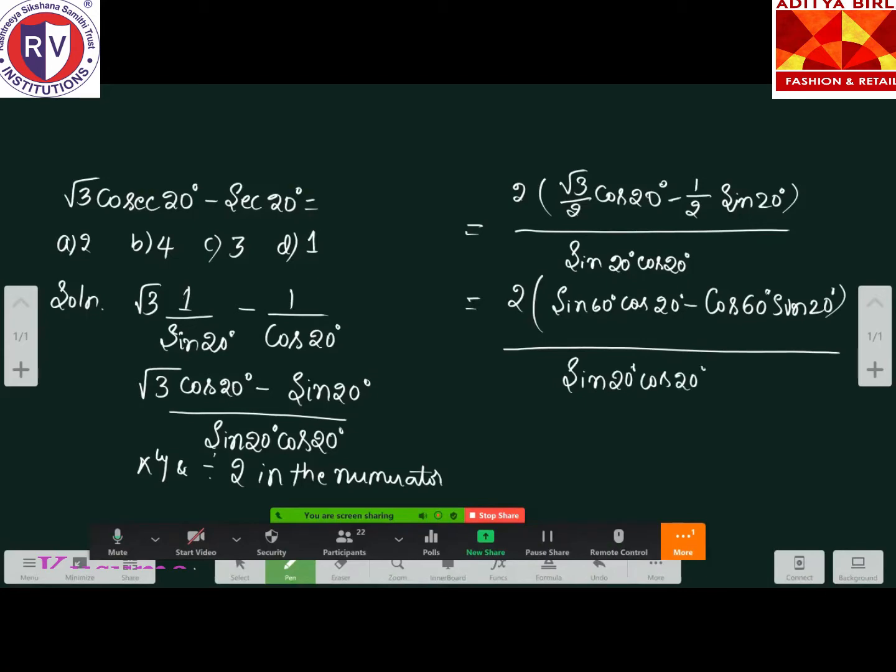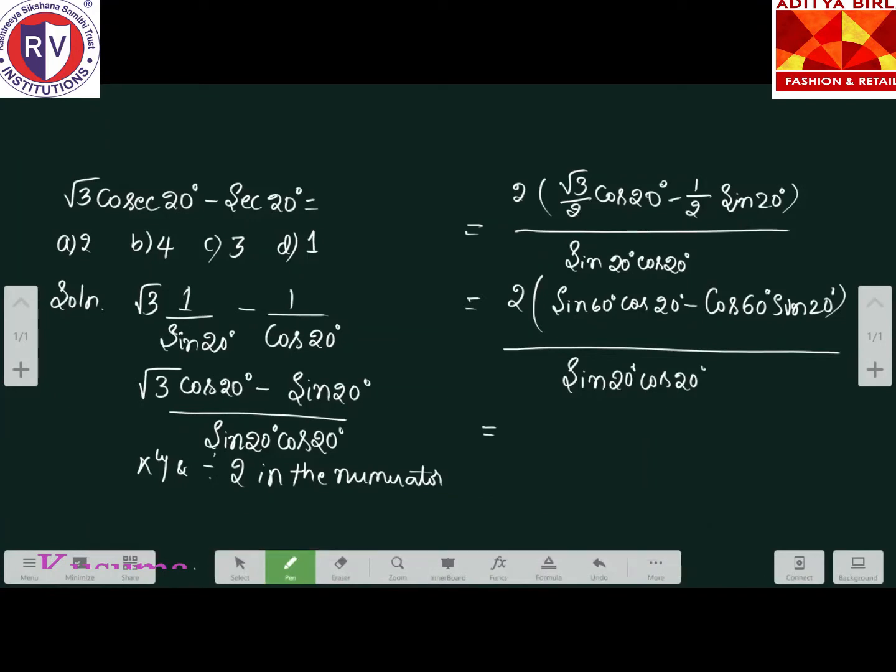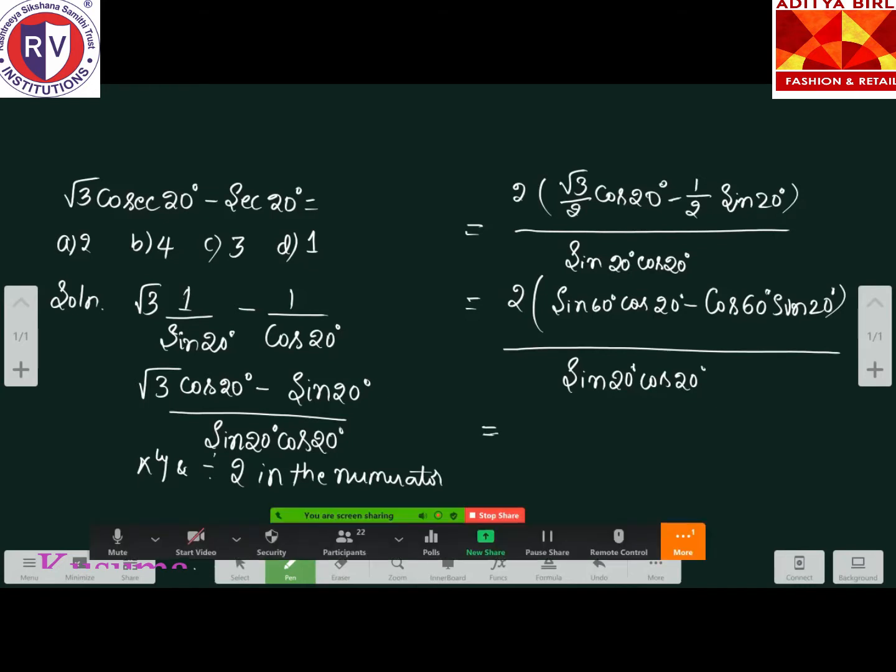So in what form is the numerator here? It is in the form sin A cos B minus cos A sin B, right? So what is the formula? Yes, what is sin A cos B minus cos A sin B? It is sin of A minus B, right?